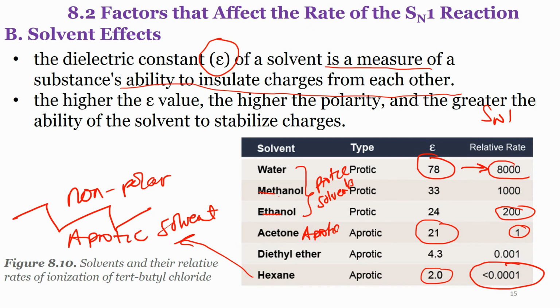Okay, so water is small and it has the two OHs on the structure. So you'll expect the two OHs to play a huge role in stabilizing or insulating the charges. That's why in water SN1 will really go super fast as compared to other solvents. Remember, aprotic solvents disfavor SN1, while protic solvents favor it.